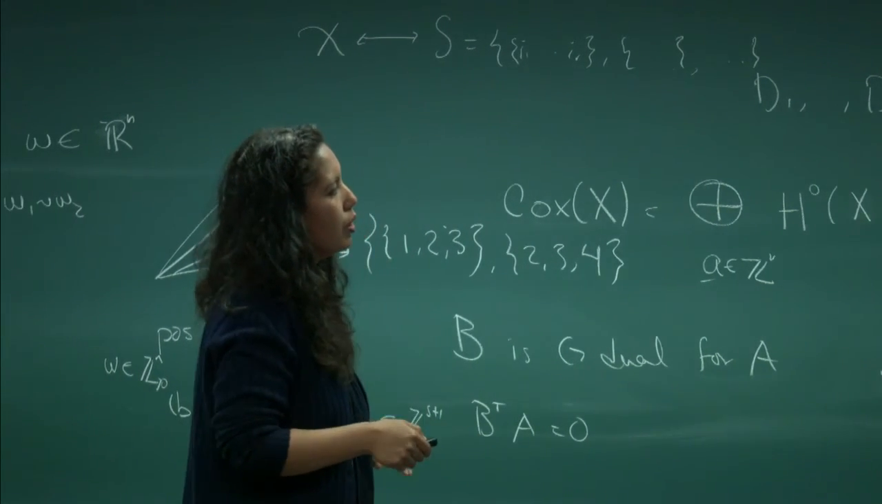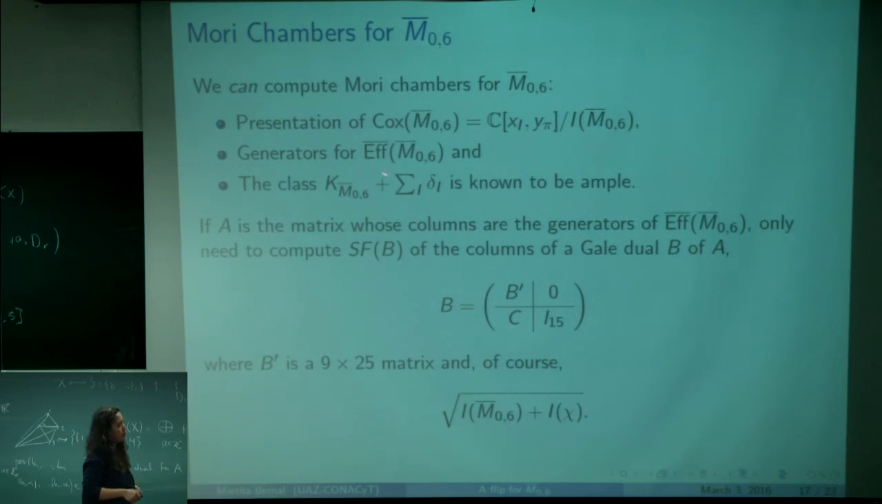So sounds good. We now can compute the Mori chambers for M06 bar. We have a presentation, we have the ideal, 40 variables, 225 polynomials here. We know the generators. We even know an ample class.